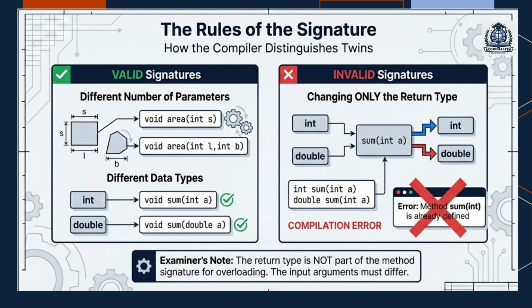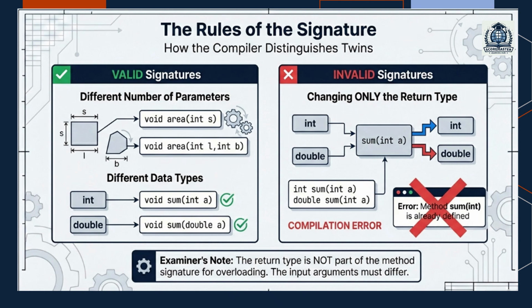A method signature is valid only when the parameter list changes, either the number of parameters or their data types. Changing only the return type does not create a new method and results in a compilation error. Remember this rule.